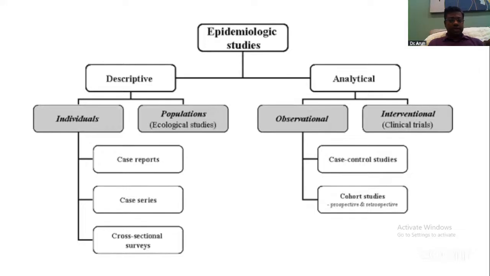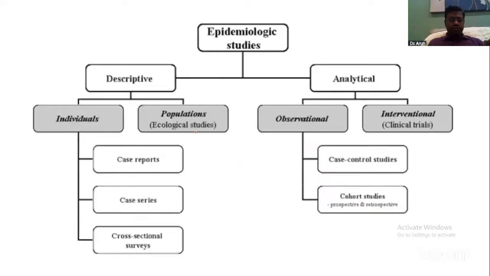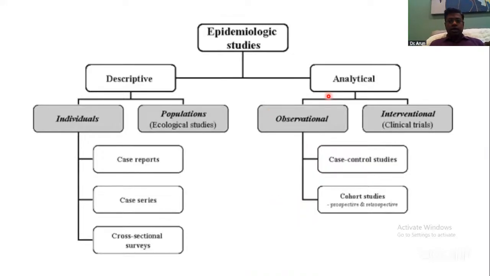In these kinds of study designs, individuals are the unit of the study. On the other hand, in ecological studies, the unit of study is population. Analytical study is again divided into observational study and interventional study divisions. The observational study is divided into case control and cohort studies based on the direction of the study. The other one is interventional study or randomized control trial.